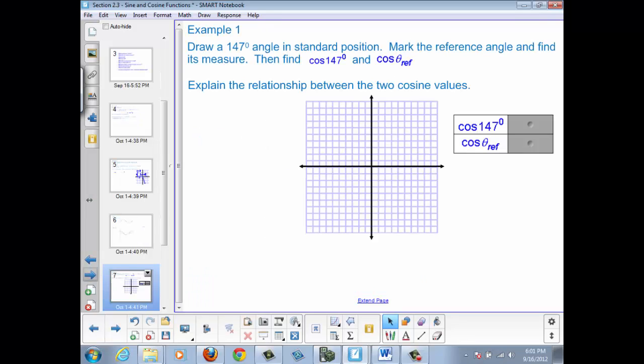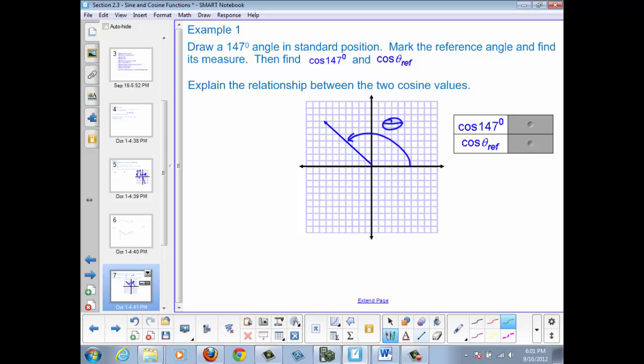So let's start by drawing a 147-degree angle in standard position. So that would put us in the second quadrant. And if we're going to draw the angle, again, we always start from the positive horizontal axis. So this is my angle theta, 147 degrees. Now I want to find the cosine of 147 and the cosine of the reference angle.